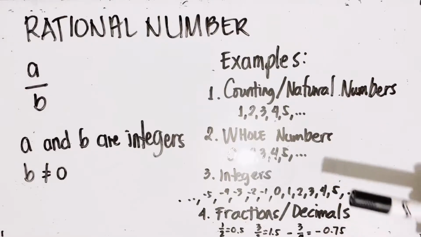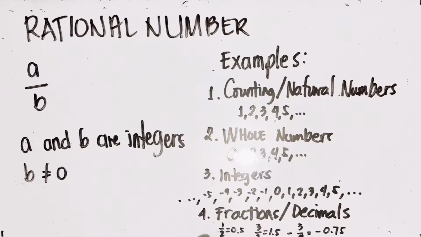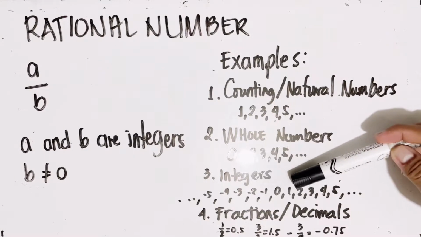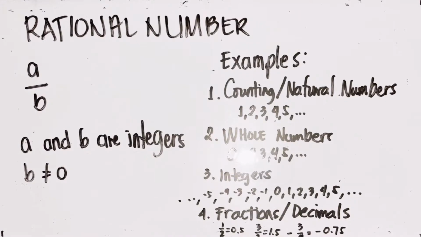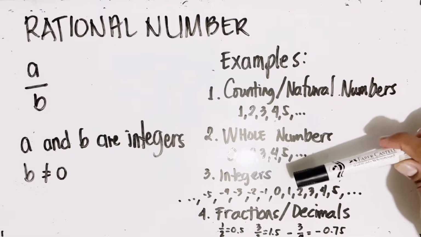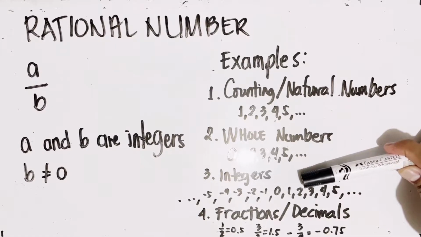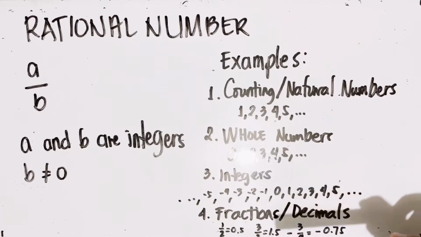For example, 1/2 can be found in between 0 and 1. In decimal, 1/2 is equal to 0.5. While 3/2 can be found in between 1 and 2. That's 1 and 1/2 in mixed number, and for improper fraction, that's 3/2. If we convert that into decimal, 3 divided by 2 is equal to 1.5.